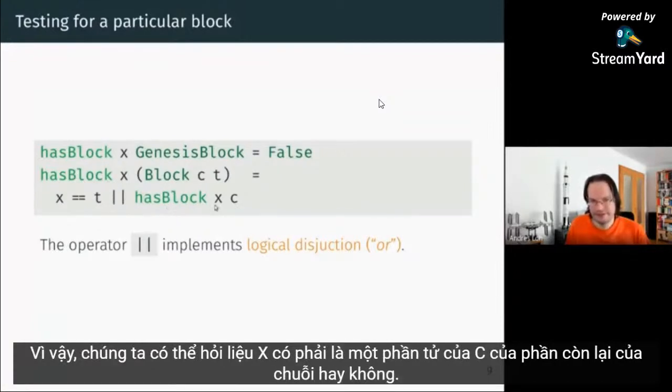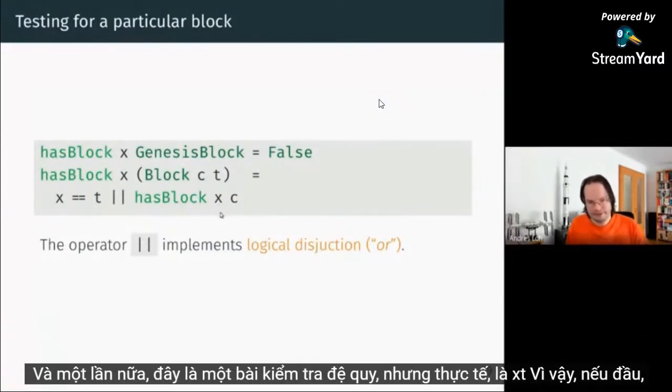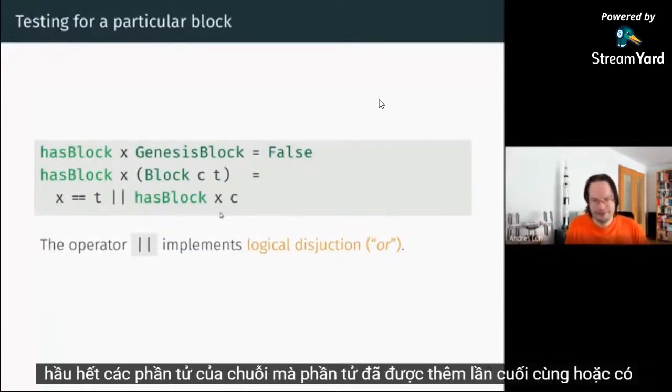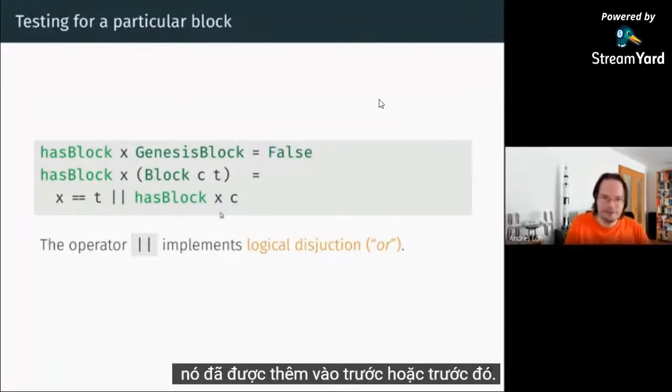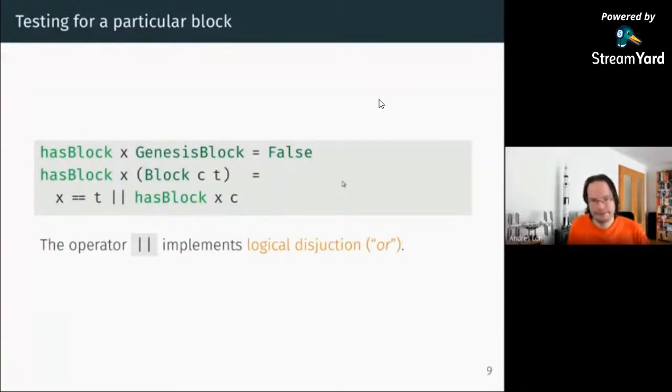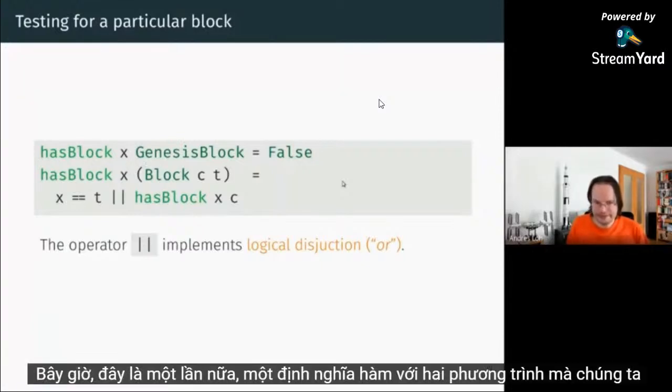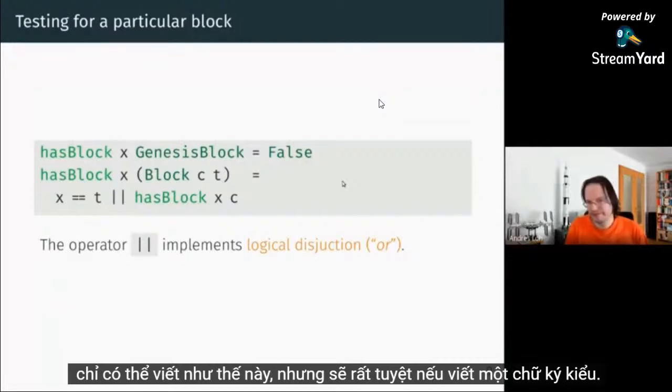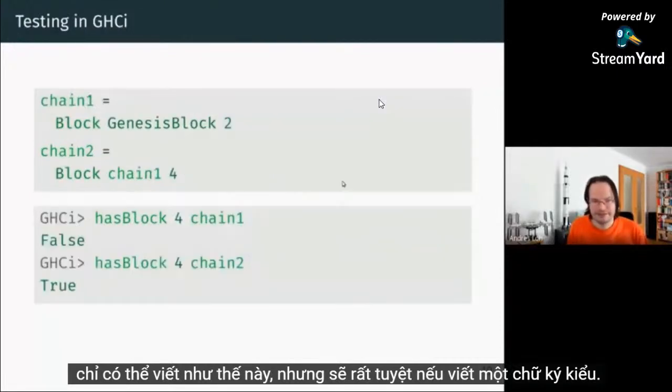So then we can ask whether x is an element of C, of the rest of the chain. And again, this is recursive, but we'll test: is x the topmost element of the chain, the one that has last been added, or has it been added before? And if it's nowhere, then we'll sooner or later hit the genesis block, and then we'll say no. Okay. Now this is, again, a function definition with two equations that we can just write like this, but it would be nice to write a type signature.